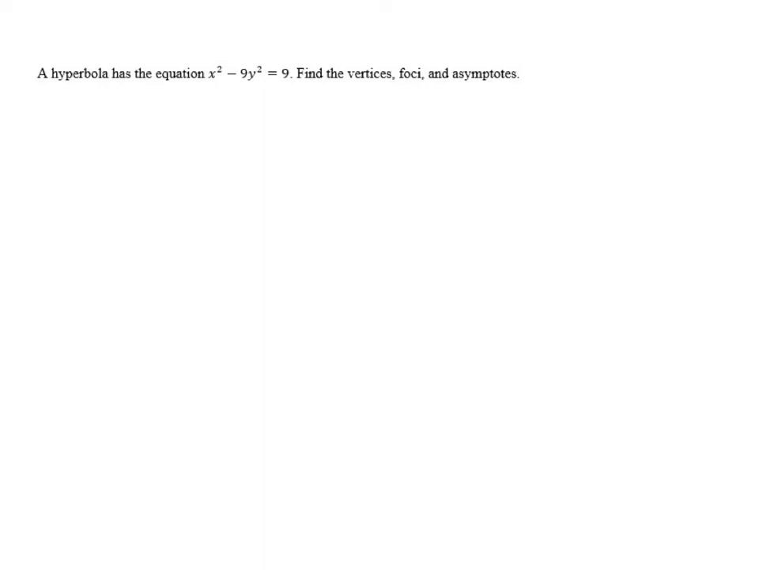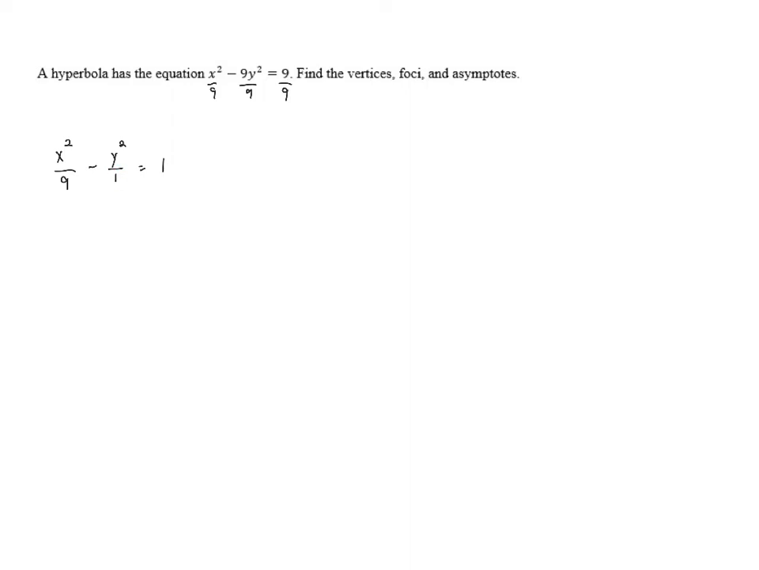But to get it in the standard form of a hyperbola, we want the constant term to be equal to 1. To get it in this form, we need to divide both sides by 9. When we do that, we're left with x squared over 9 minus y squared over 1, because the 9's cancel, equals 1.